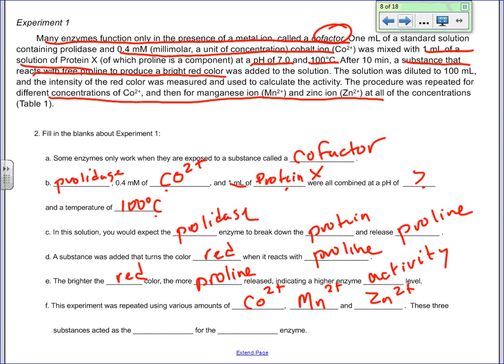These three substances acted as the, what did we say they're actually? Those metal ions are called what? Back at the beginning, we looked at it in A. The cofactors, nice. For which enzyme? The one enzyme we've been working with all the time? Yeah, prolidase, good.